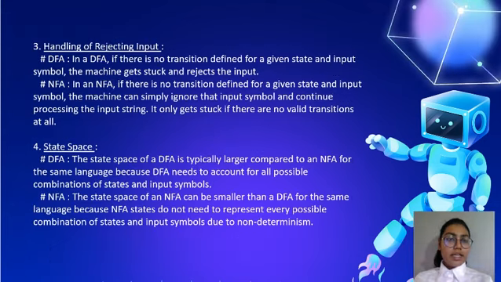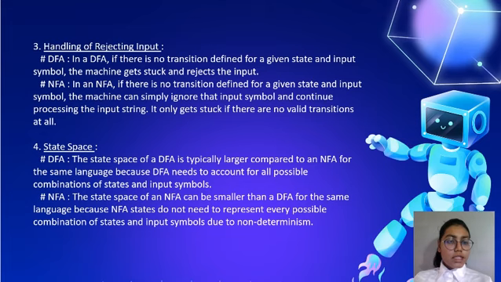The third one is handling of rejecting input. In DFA, if there is no transition defined for a given state or input symbol, the machine gets stuck or rejects the input. And in the NFA, if there is no transition defined for a given state and input symbol, the machine can simply ignore that input symbol and continue processing the input string. It only gets stuck if there are no valid transitions at all.